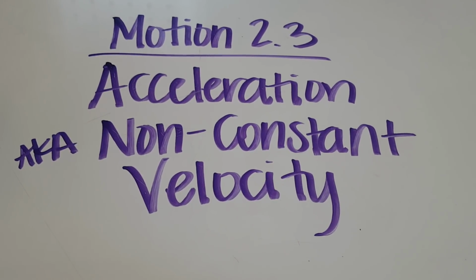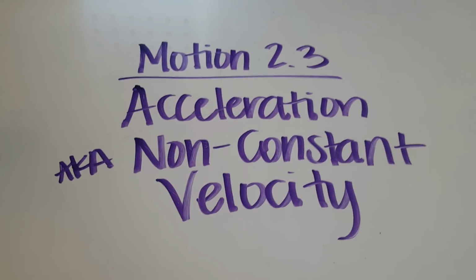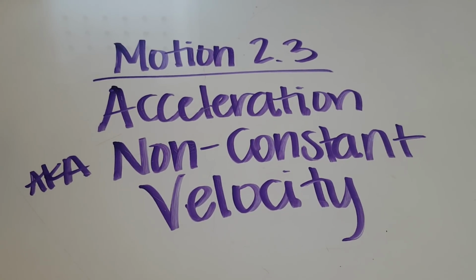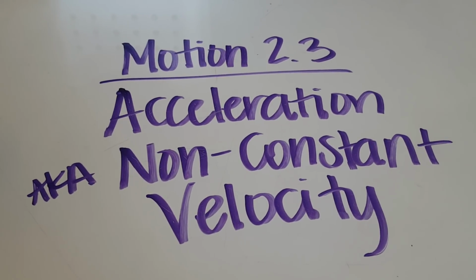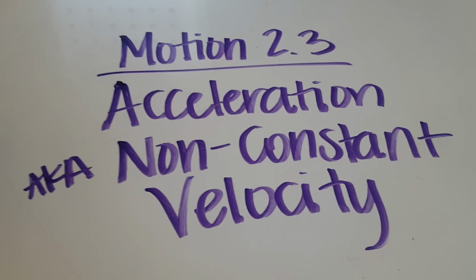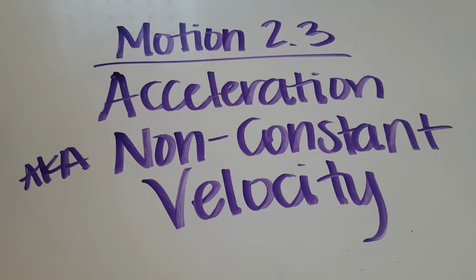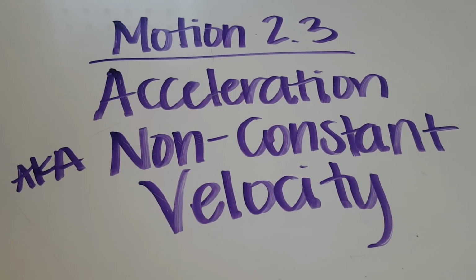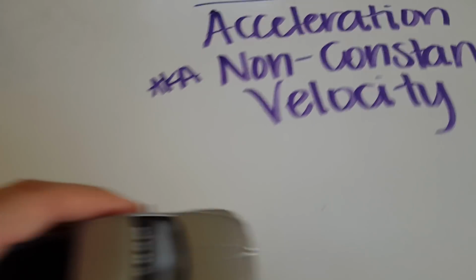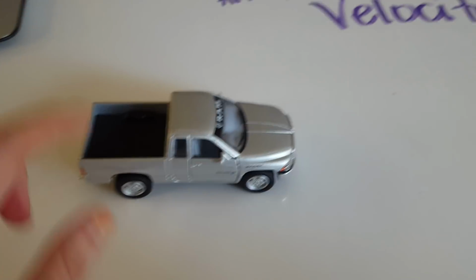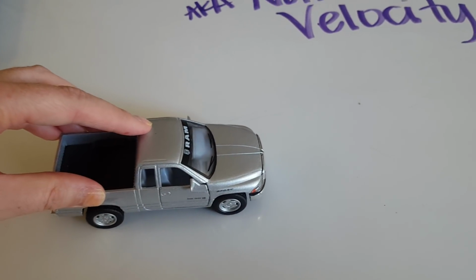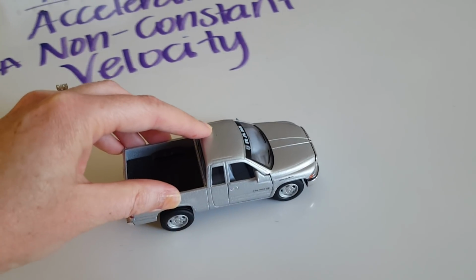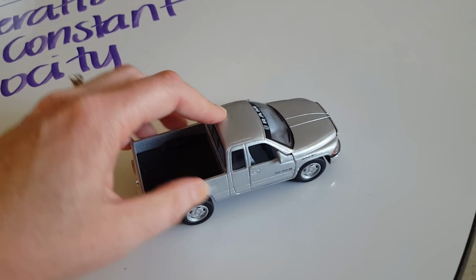So up until this point, we've really been focusing on constant velocity. And acceleration is known as non-constant velocity, or changing velocity. So anytime an object's velocity changes, meaning it could speed up, it could slow down, or it could change direction, we're talking about acceleration. So prior to this, when we were talking about constant velocity, my little truck here would have the same displacement for each successive time interval. It would be going the same pace the entire trip.